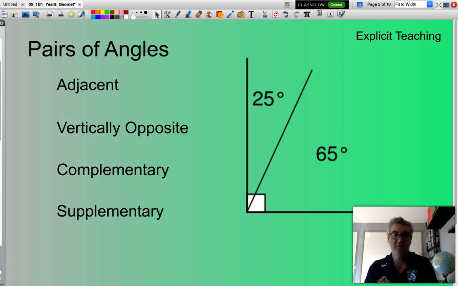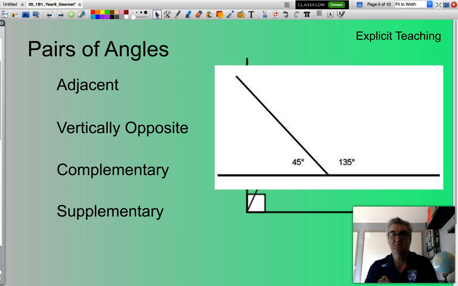And supplementary angles are when the two angles add up. So you'll see the 45 degrees here, and if I add that to 135 degrees, they will add up to give me 180 degrees.